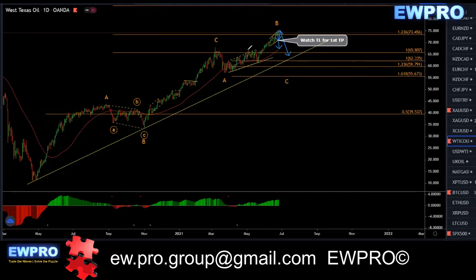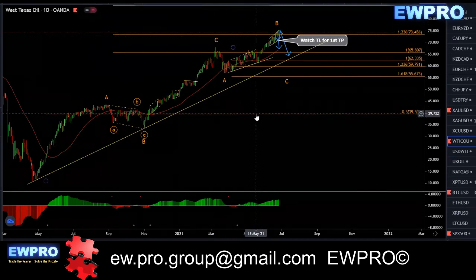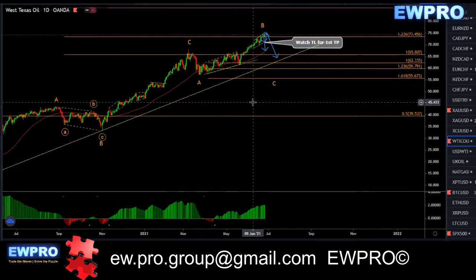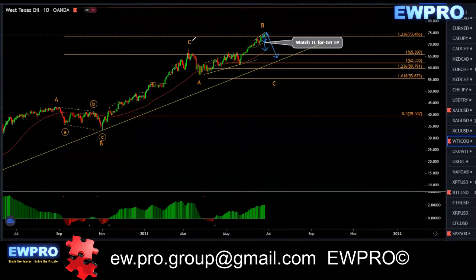It's starting to get too far, but I don't really like it as a flat in here for an A, B, C, because we got this large correction in here. So I don't really like it as that. I'm still looking at this as an A, B, C. I'm looking for that C down.